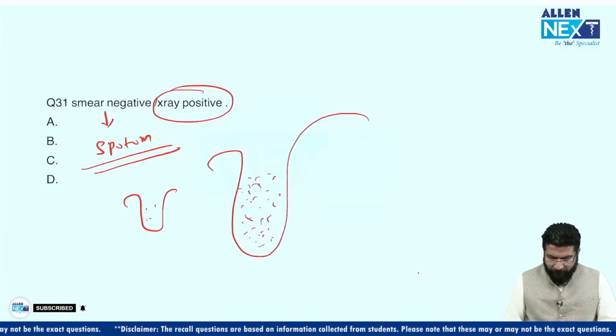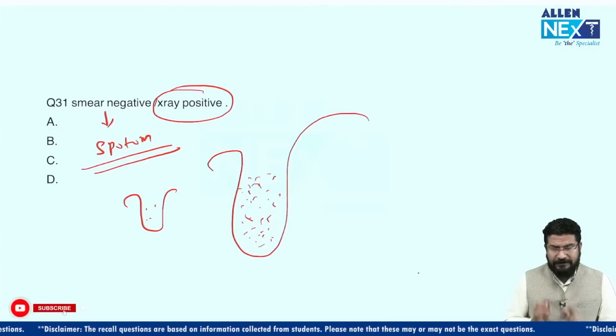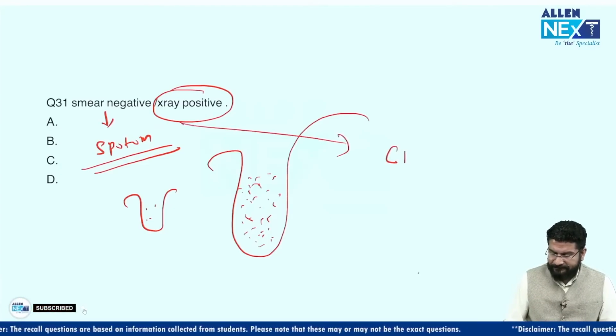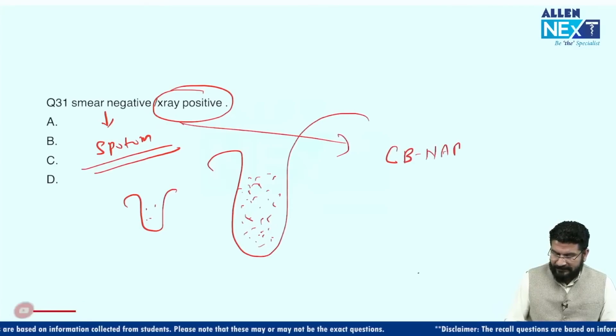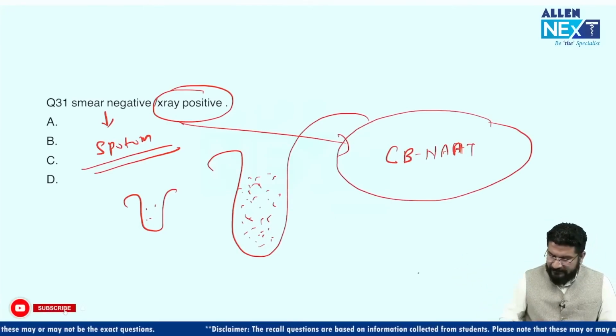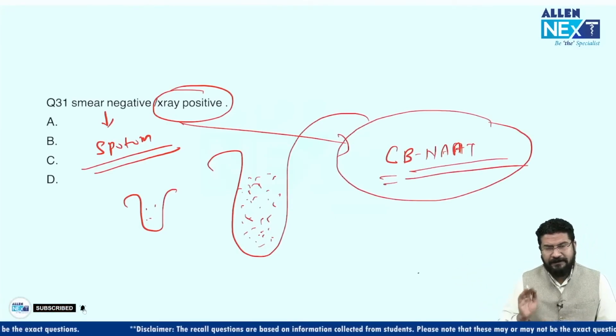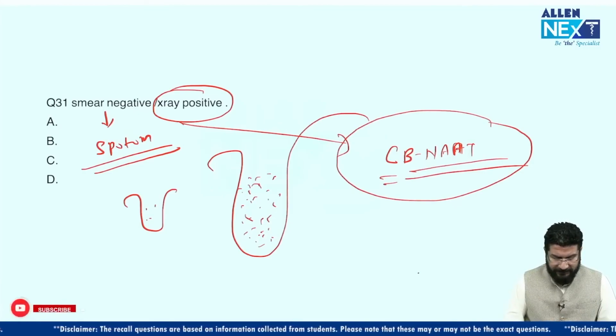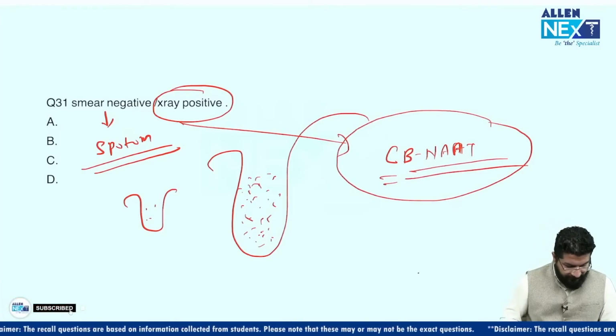Is it clear? So how can we confirm this? Remember, always when you see this kind of finding, the next test is CBNAAT. The next test is CBNAAT. I don't know the other options and I don't want to know, because the answer is CBNAAT. Clear? This is cartridge based nucleic acid amplification test. That is the next test that we do in this patient. Is it clear?